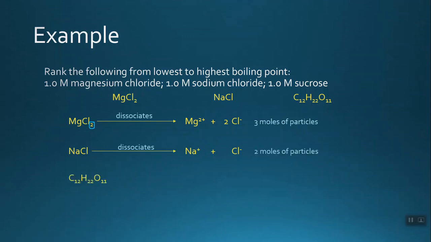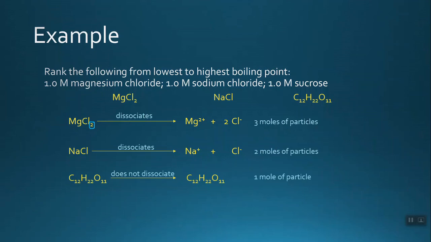Let's take a look at our last one, sucrose. Sucrose, is that ionic or covalent? It's covalent, right? So it will not dissociate. Therefore, it will stay as C12H22O11, and that's only 1 mole of particles. So how can you rank this from lowest to highest boiling point? Knowing that now there's 1 mole of particles for sucrose, sodium chloride dissociates into 2 moles, and magnesium chloride dissociates into 3 moles, how do you know which one will have the lowest and which one will have the highest boiling point?